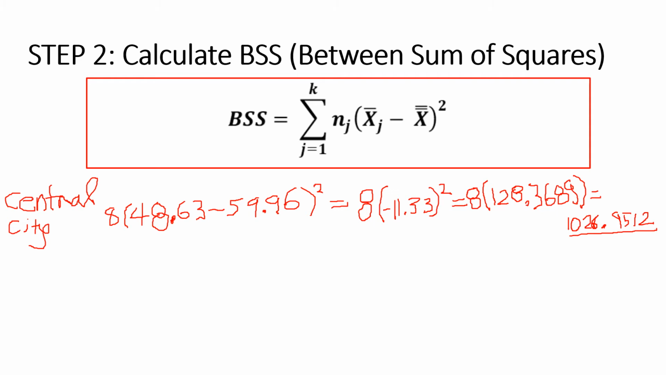Let's try this. Okay, so then there's suburbs. For the suburbs, we're going to have 8. Let me just save some room here. So we're going to have 8 times our sample mean for the suburbs at 63.63.